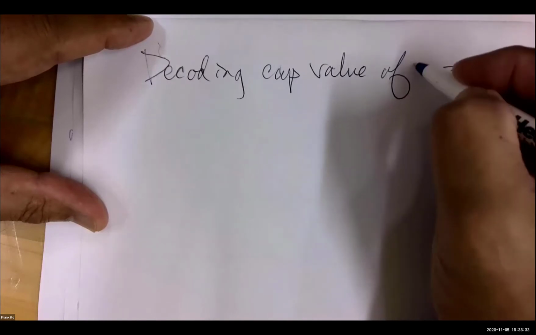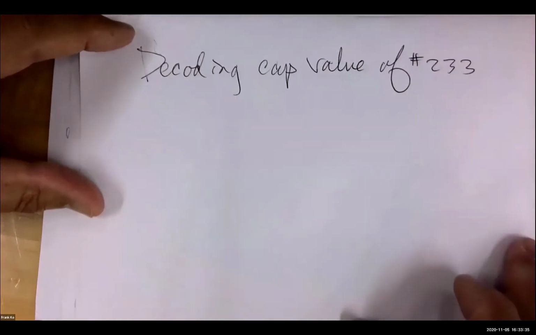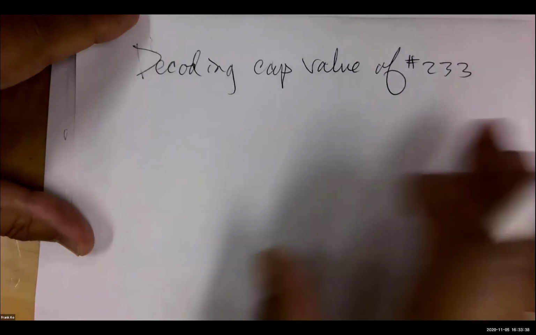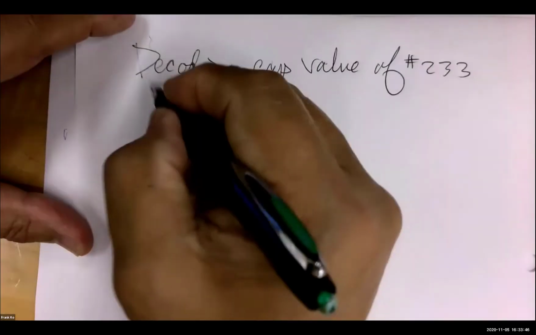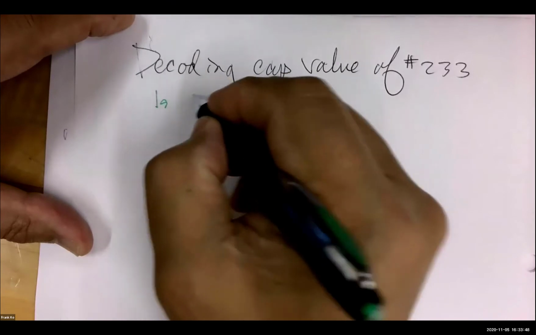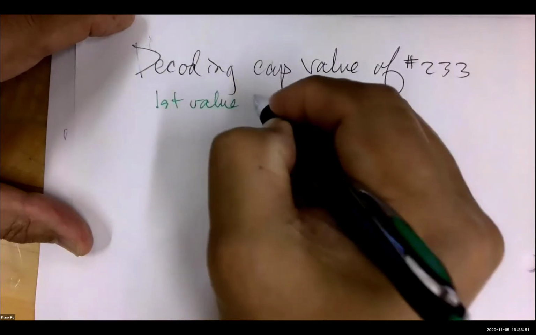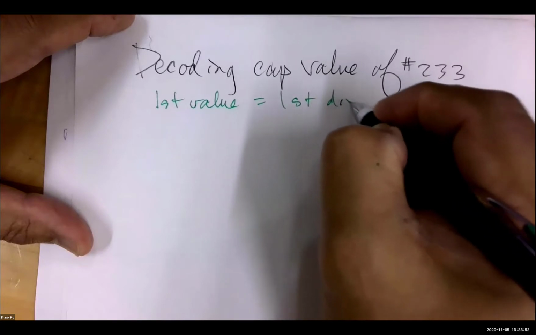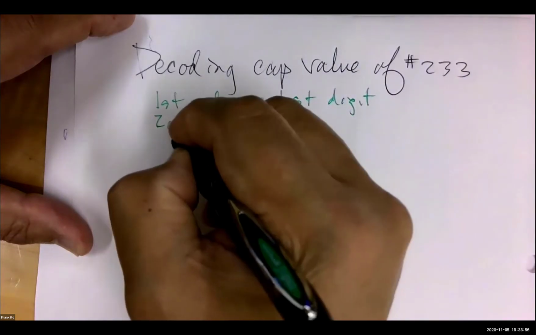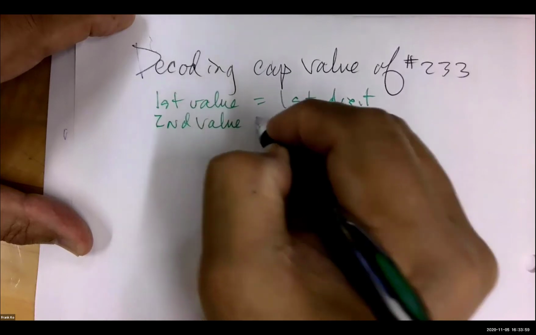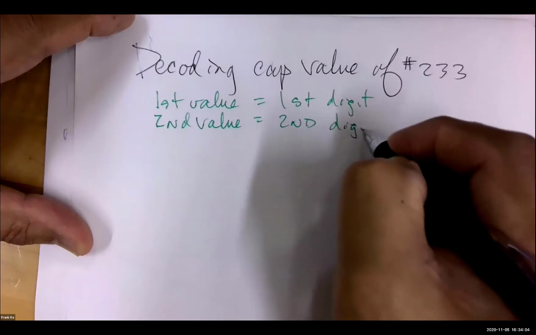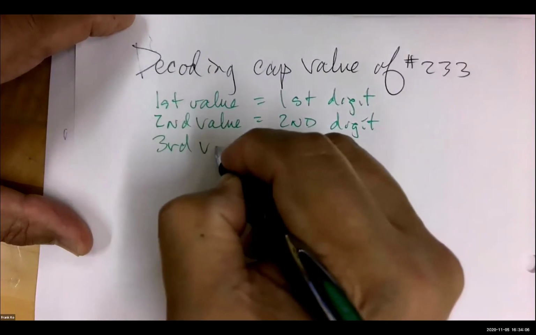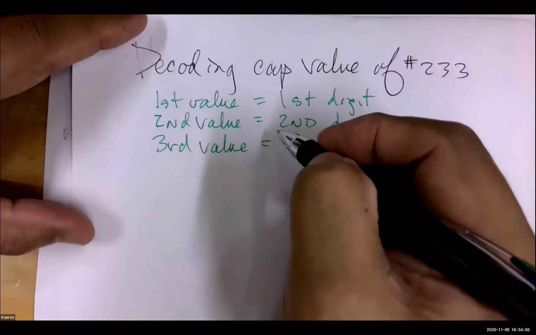233, so number 233. If we were decoding this capacitor value, as long as you follow the rules, the decoding is pretty easy. So what were the rules? The first value equals the first digit. The second value equals the second digit. The third value is equal to what?